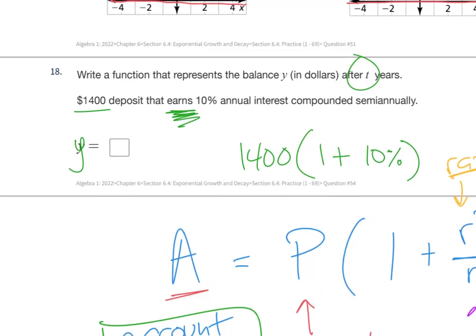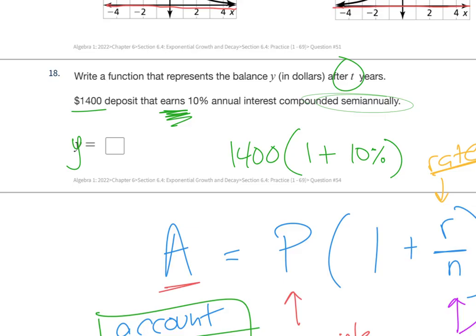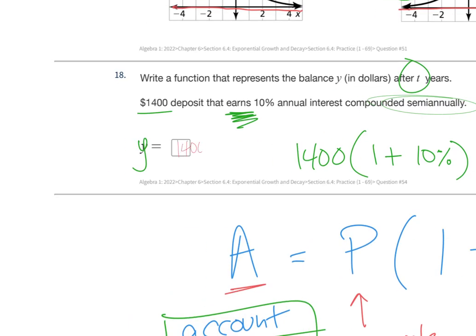So let's back up. Write a function that represents the balance semi-annually. So we have y equals 1,400 times 1 plus 0.1, that's our 10%, over 2 to the 2t power. Now I'm going to simplify this a little bit, really just this internal part right here. 1,400 equals, 0.1 divided by 2 would be 0.05, right? And 1 plus 0.05 is just 1.05 to the 2t power.